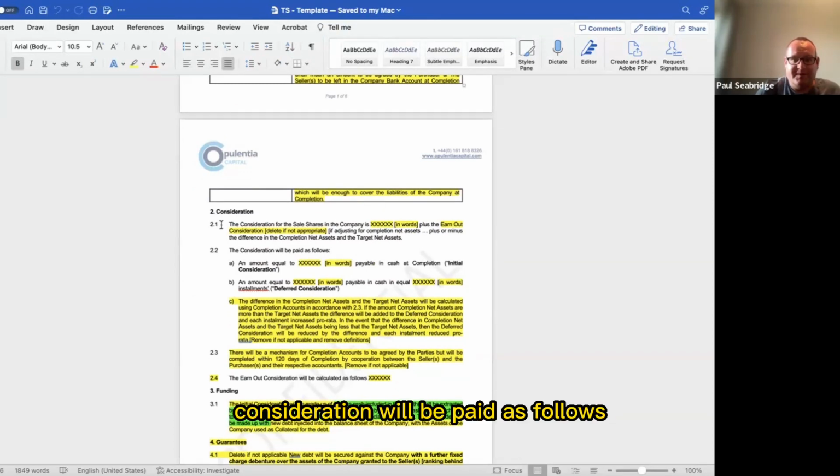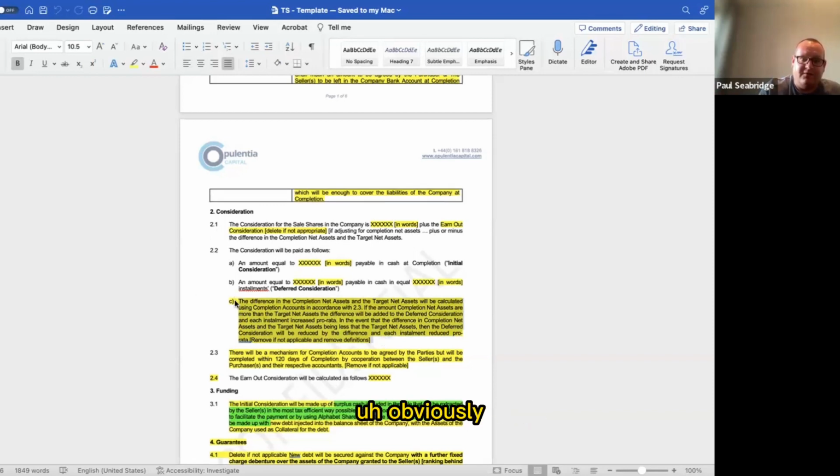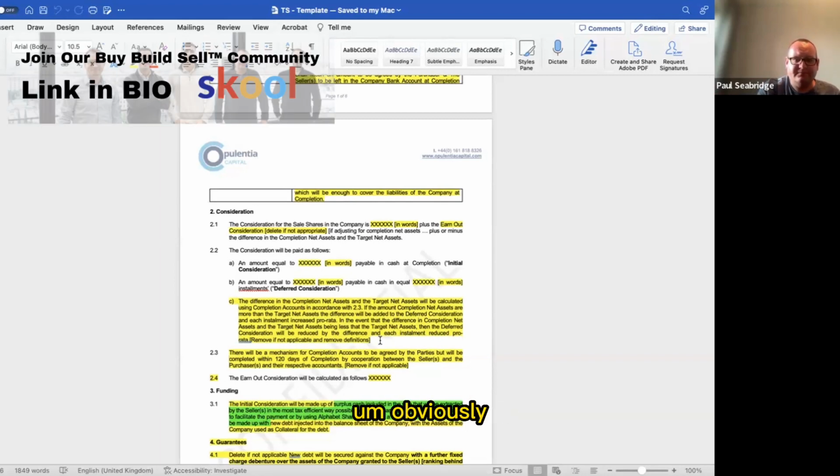The consideration will be paid as follows: an amount equal to X payable in cash at completion, and then an amount equal to X payable in cash in equal monthly, quarterly or annual installments over whatever period of time we've agreed. If we're adjusting for completion accounts, then we would explain that we'll adjust it with completion accounts post deal. Usually we do that within 120 days, and we would pro rata any difference or adjustment in the deferred consideration.